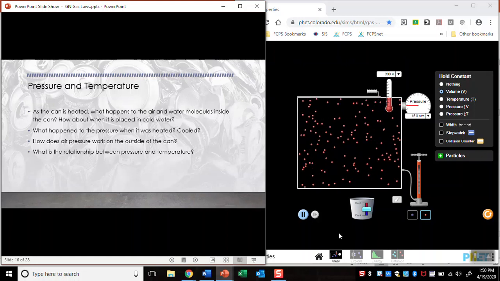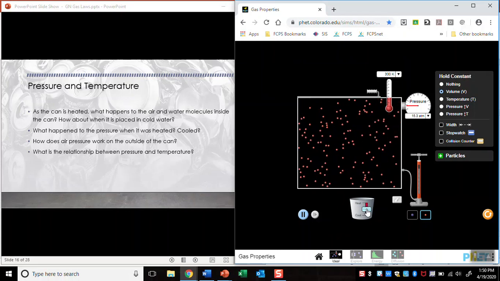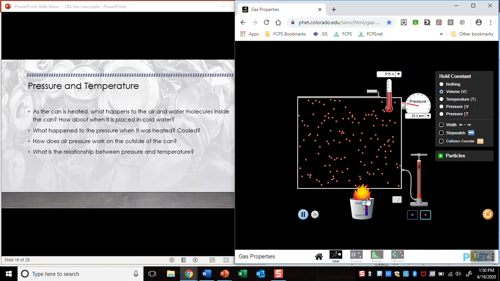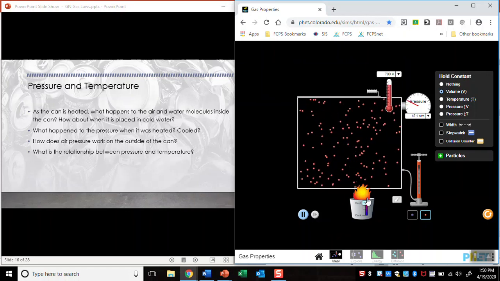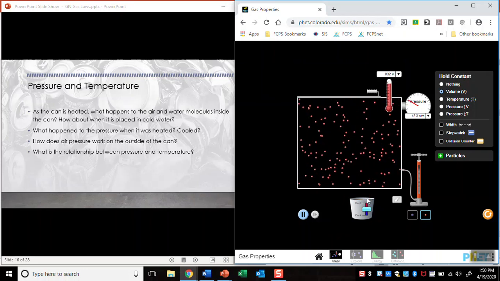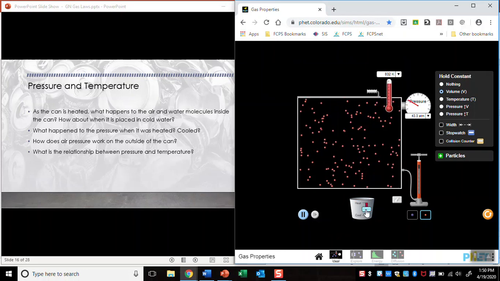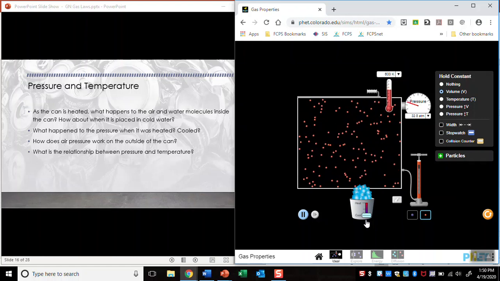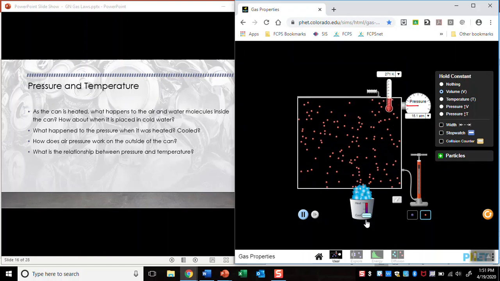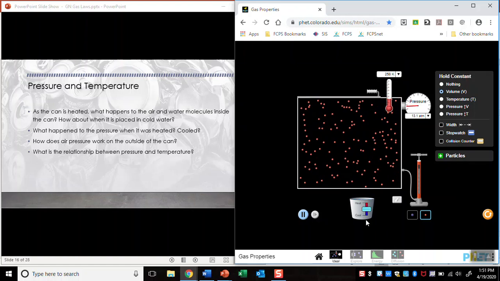So if we look at this simulation here and I heat up this sample and volume remains constant, what is happening to the pressure? Yeah, you can see that the molecules are moving faster. Faster moving molecules means more collisions, which leads to more pressure. And then we cool it down, you can see that the molecules are starting to slow down. Slowing down means less collisions, less collisions means less pressure, right?